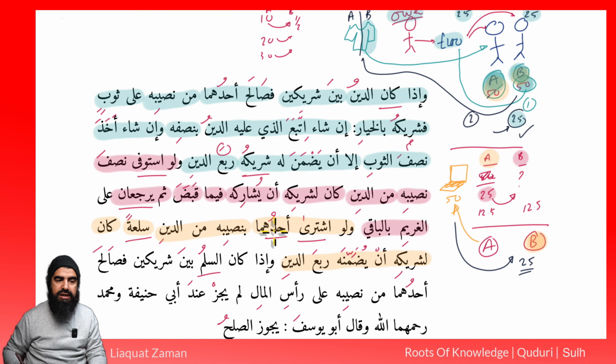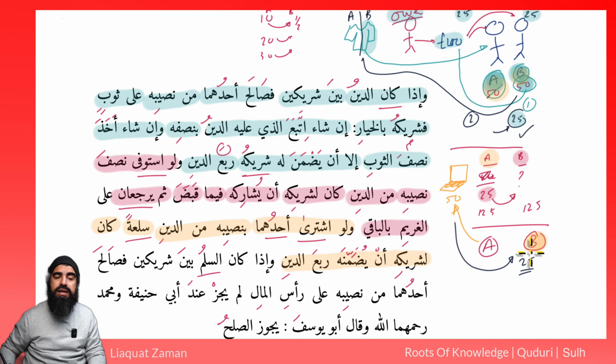If one of the two, like A, was to purchase with his share of the 50 of the debt some goods like a laptop, then the partner B has the right to make him liable for a quarter of the debt, to make A liable for a quarter.